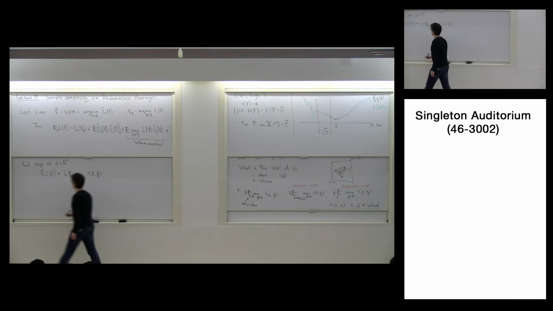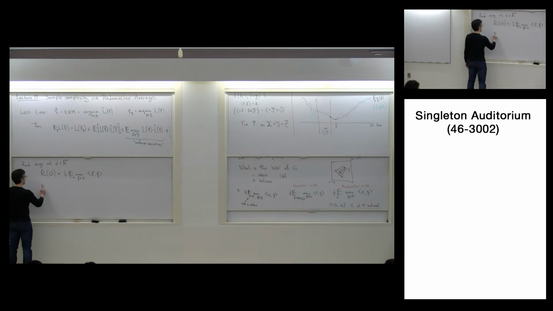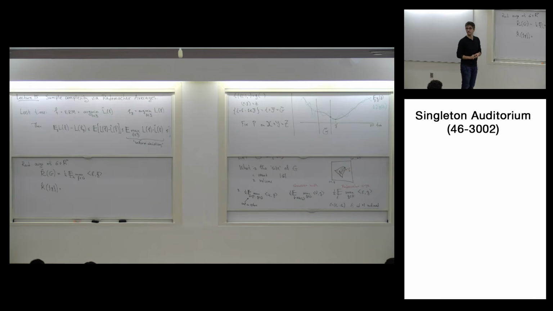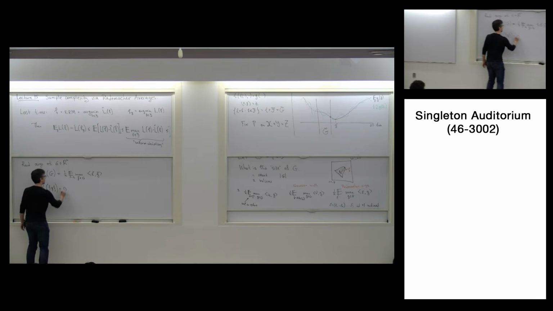Okay, so let's do a couple of things. R hat of a singleton, a single vector, is equal to what? What's the width of a single vector? 0. Okay.